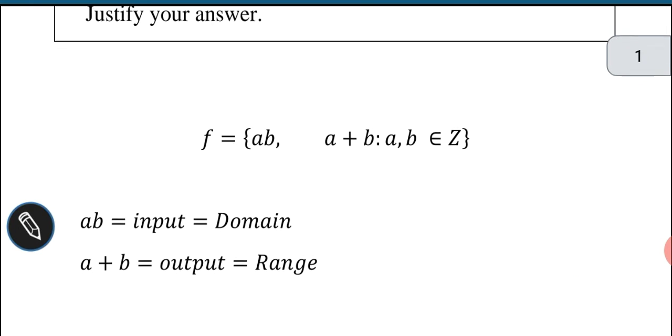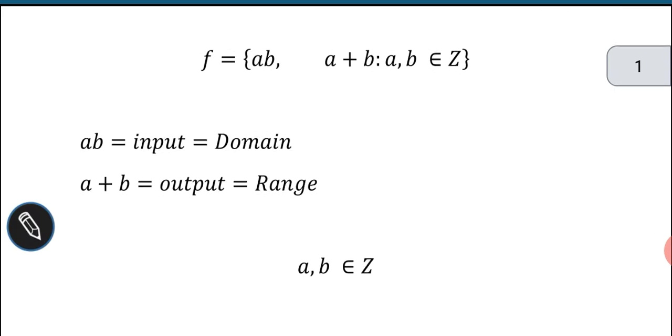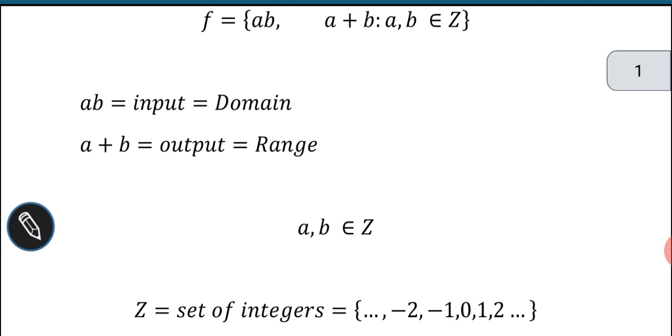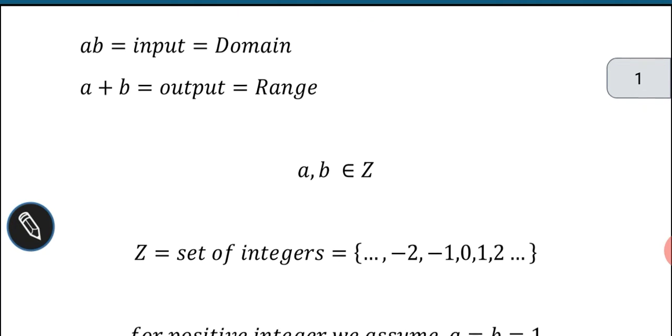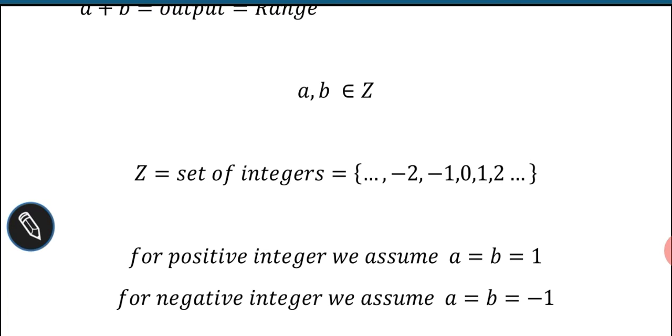Given that a, b belongs to Z, where capital Z is the set of integers. In this problem, for positive integers we assume a equal to b equal to 1. For negative integers we assume a equal to b equal to minus 1.